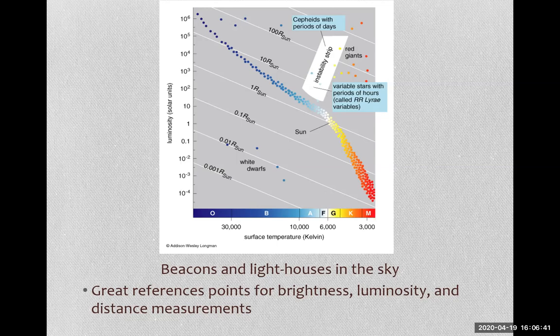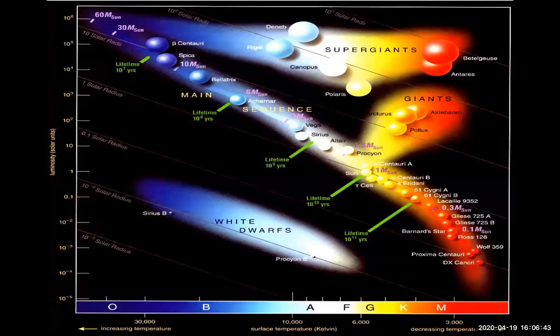Now, it turns out that there's one more method to figuring out distance, also involving the HR diagram. It's a little bit tougher because it requires independent corroboration, a second and a third measurement.